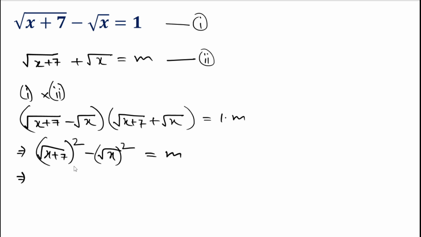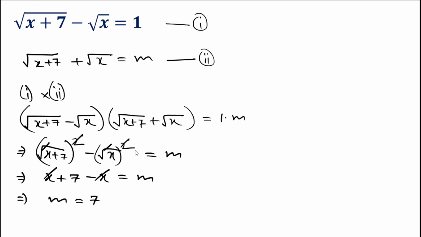Now if we simplify that, then we can get these two, and this square root will be cancelled out, and these two, this square root will be cancelled out. So here we have remained x plus 7 minus x equals m, right? Now this x and this minus x will be cancelled out, so we have m equals 7.